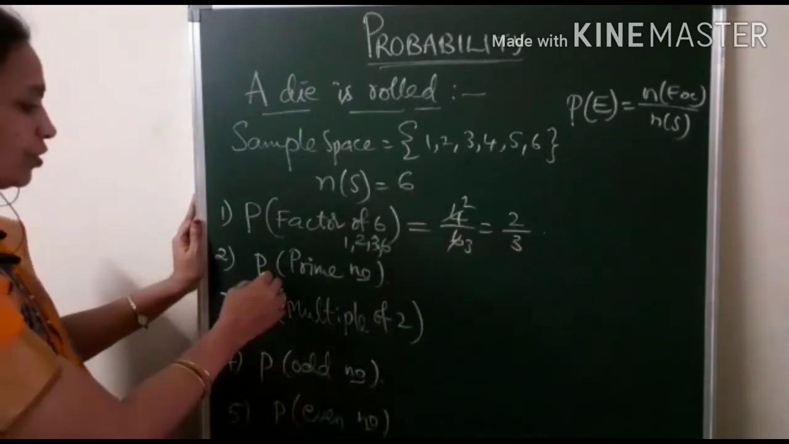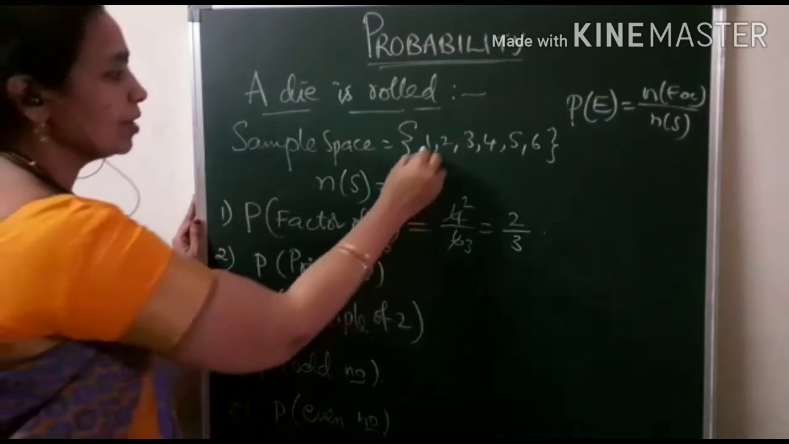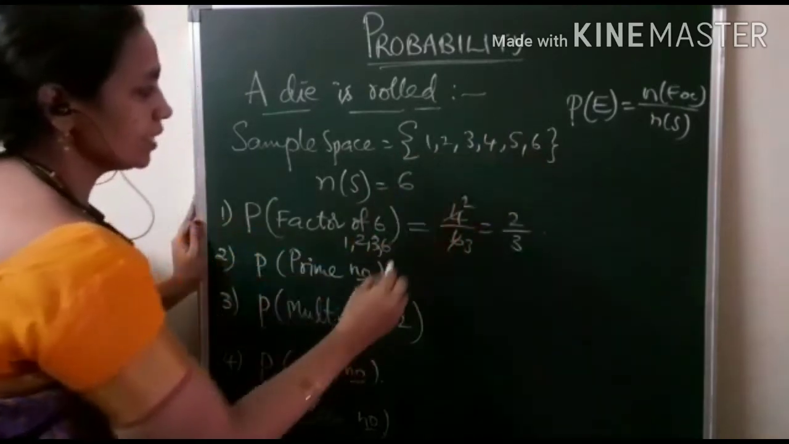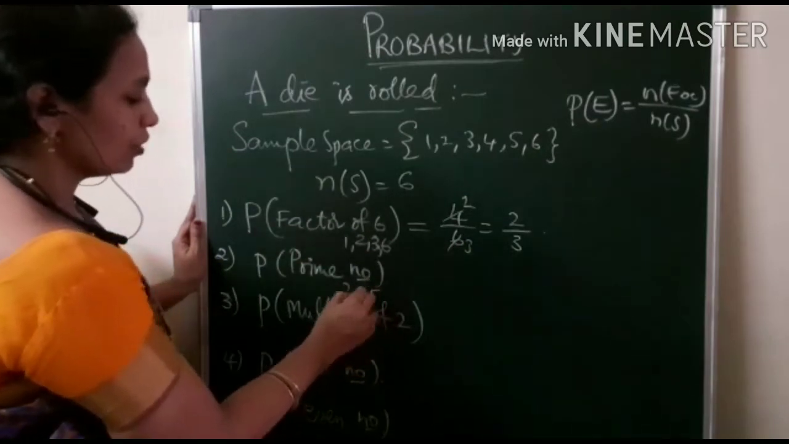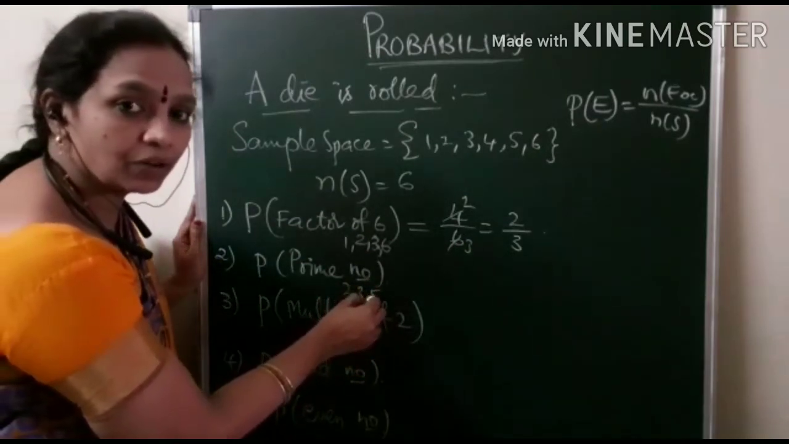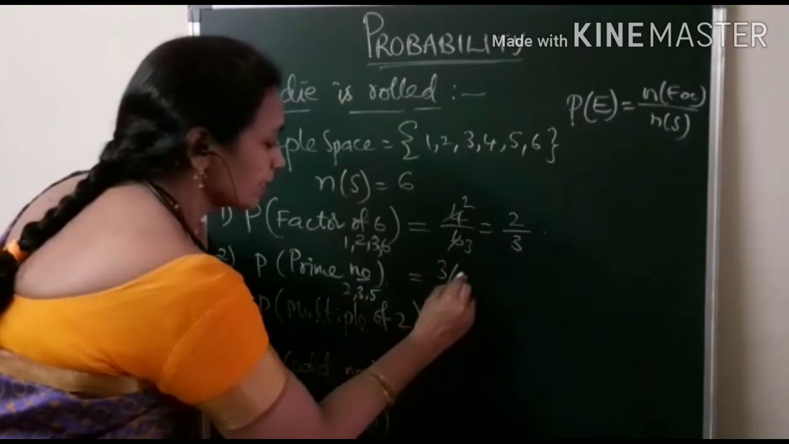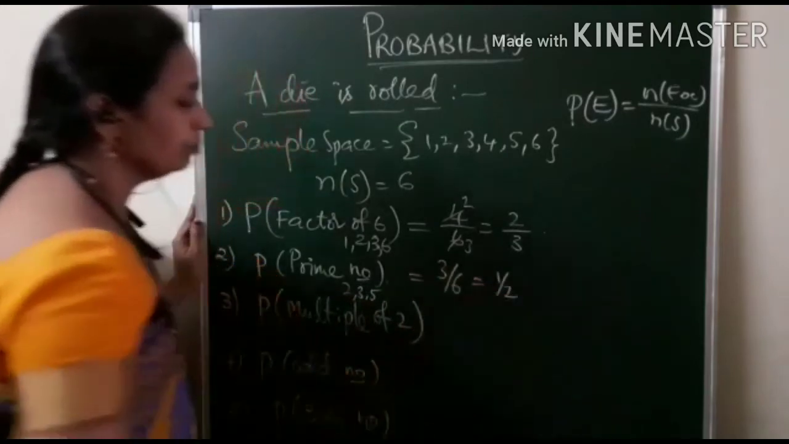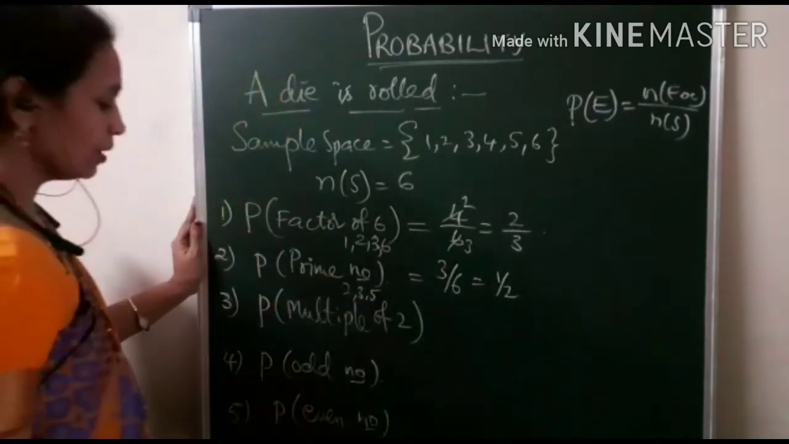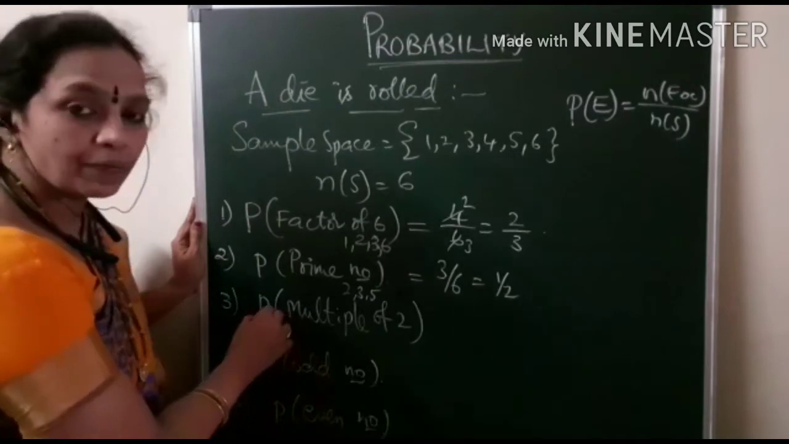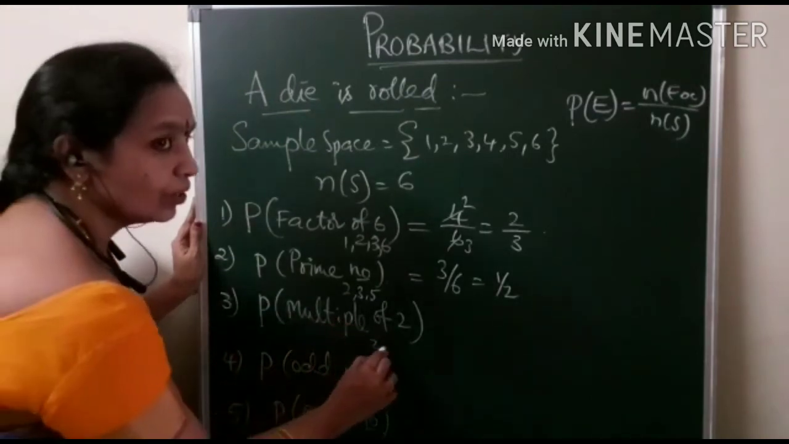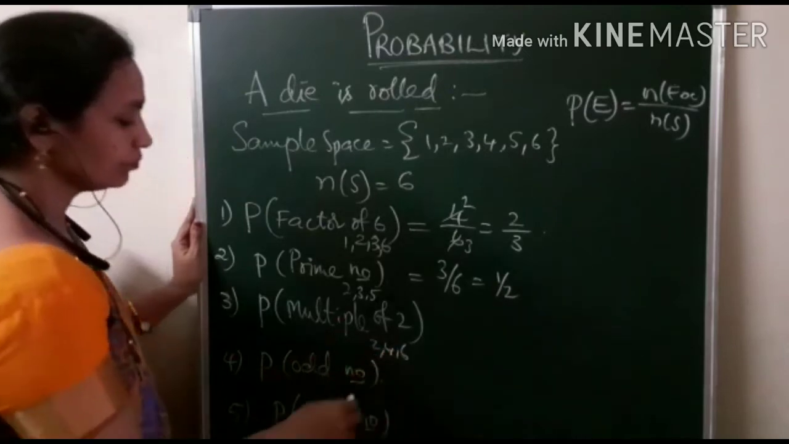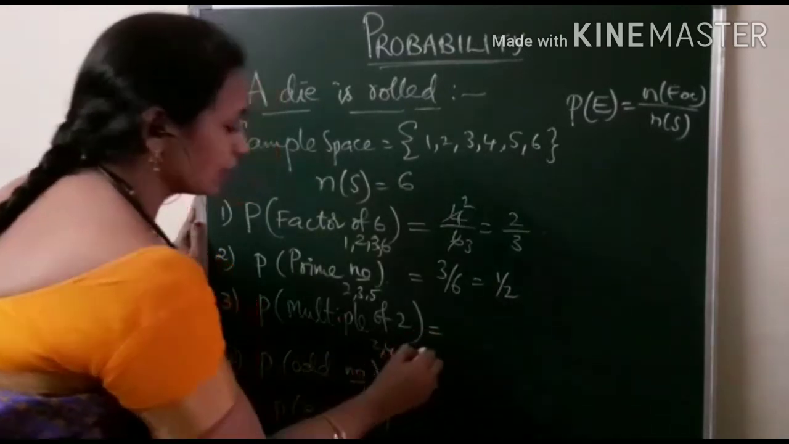Okay. Next coming to prime number. So what are the prime numbers out of the sample space? The prime numbers are 2, 3, 5. So favorable outcomes are 2, 3, 5. Number of favorable outcomes is 3. So 3 by 6 you will get nothing but 1 by 2. 1 by 2 is the probability of prime number. And what is the probability of a multiple of 2? Multiple of 2 is nothing but 2, 4, 6. So those are also 3 outcomes.